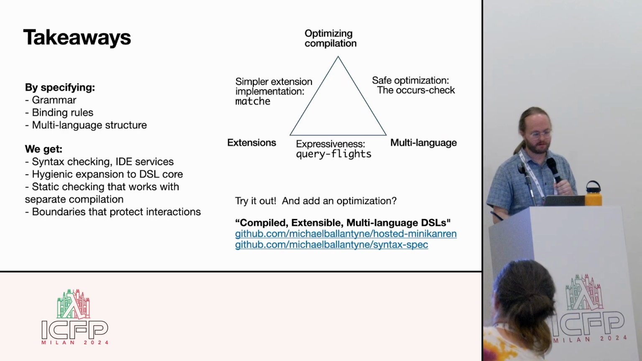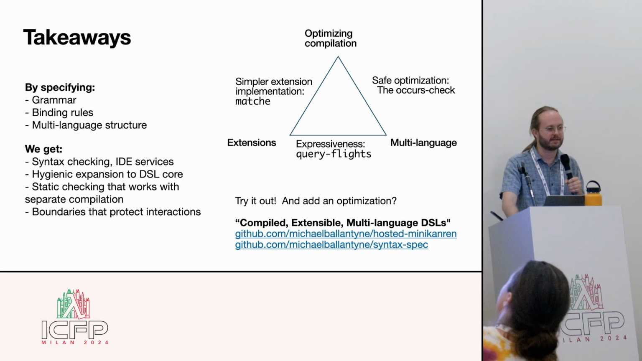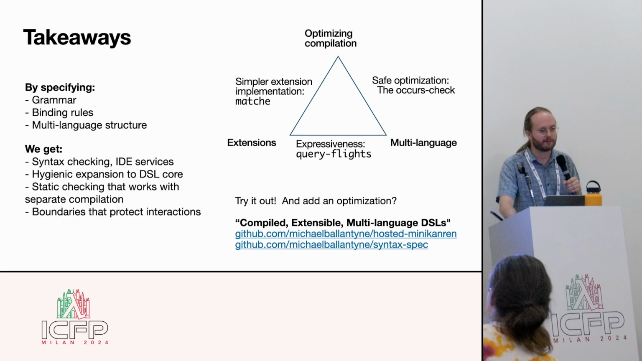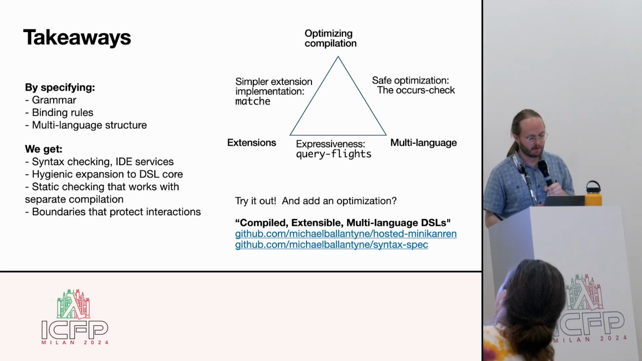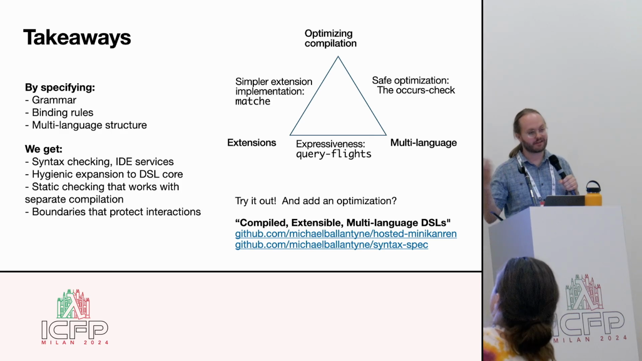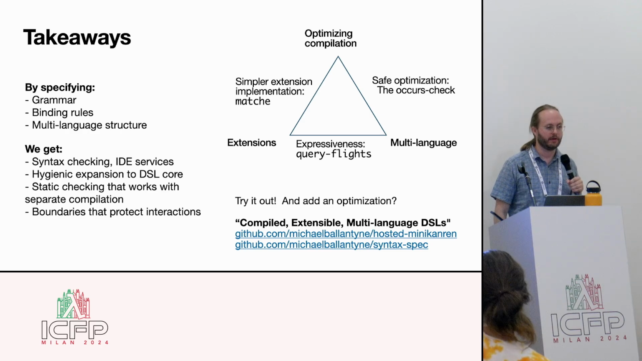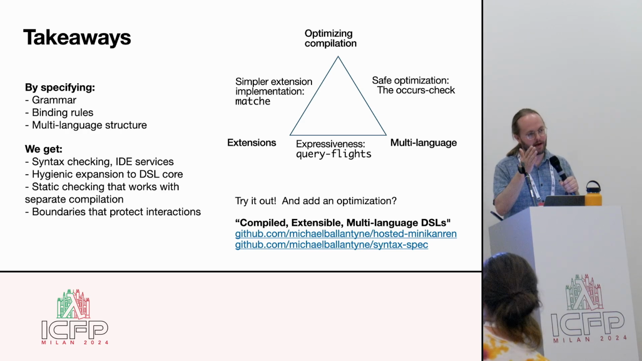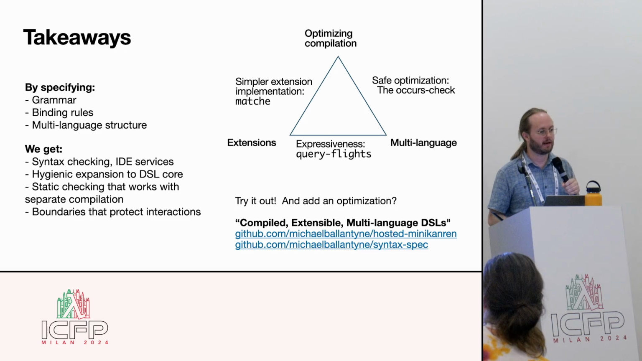And so the takeaway is that by writing down this explicit specification of our language, we got a lot of stuff for free. We got syntax checking, IDE services, hygienic macro expansion, static checking that works with separate compilation, and we were able to implement these boundaries that protect the interaction so that we can have an optimizing compiler.